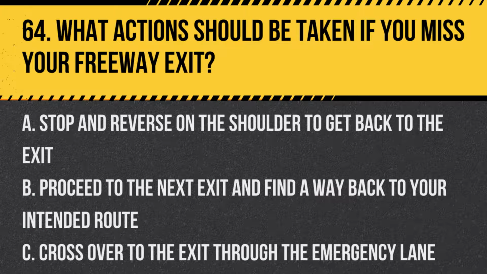Question 64. What actions should be taken if you miss your freeway exit? A. Stop and reverse on the shoulder to get back to the exit. B. Proceed to the next exit and find a way back to your intended route. C. Cross over to the exit through the emergency lane. Answer: B. Proceed to the next exit and find a way back to your intended route. It's unsafe and illegal to stop, reverse, or use the emergency lane to access a missed exit.